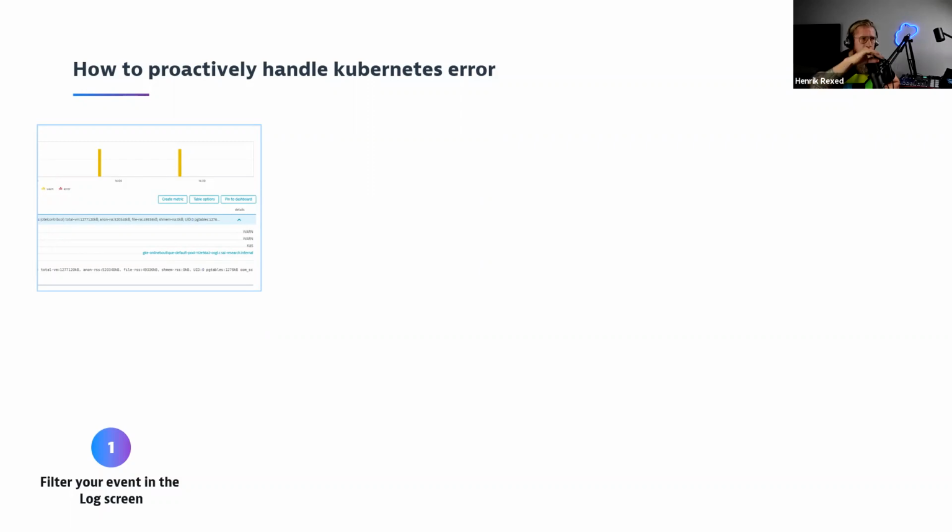I want to look at the event with that type of reason. So it could be OOM, for example, or it could be eviction, or it could be unscheduled, unhealthy. And once you have built that log query, you have the button to create a metric. So the metric is being created.